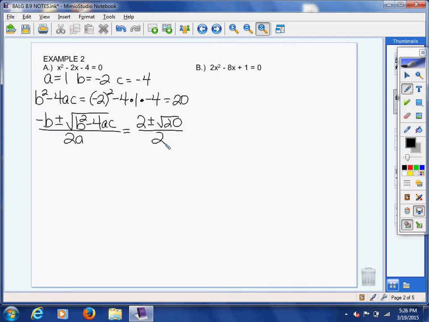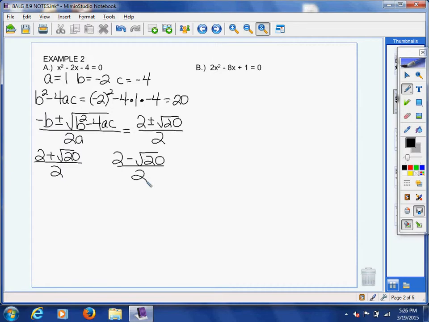I'm not going to be able to take the square root of 20 and get an integer answer. It's not possible. It's not a perfect square. So what we're going to do is we're going to estimate the answer. This is the exact answer here. And then this one is also an exact answer. Both of these are exact answers.